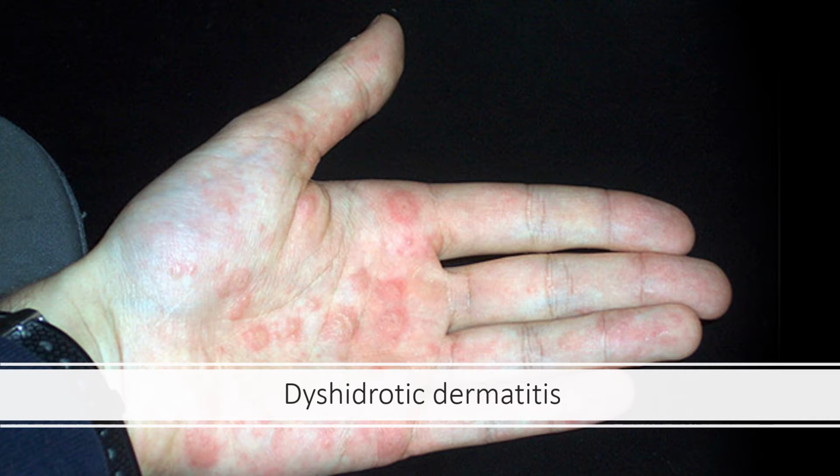Dyshidrotic dermatitis happens when a person's skin can't protect itself. This mainly occurs on someone's hands and feet, and it causes itchy and dry skin that usually has small blisters.